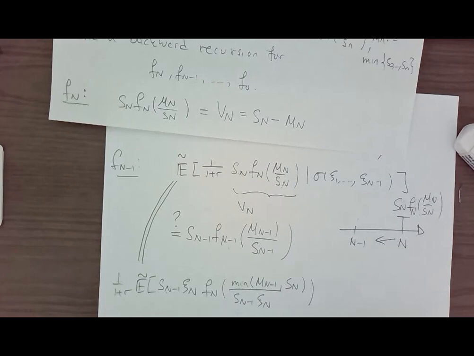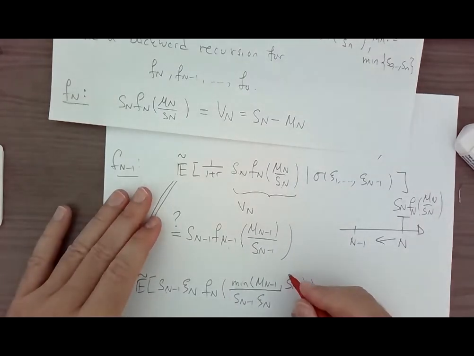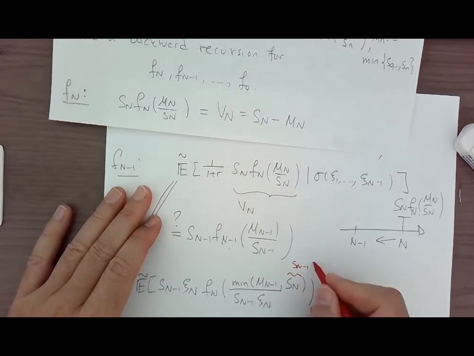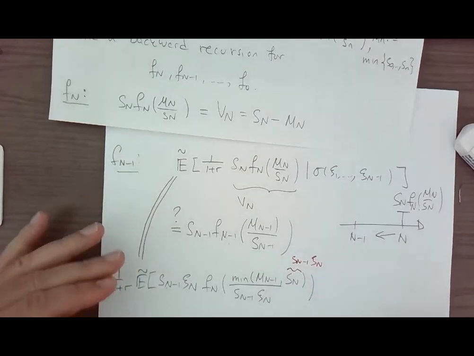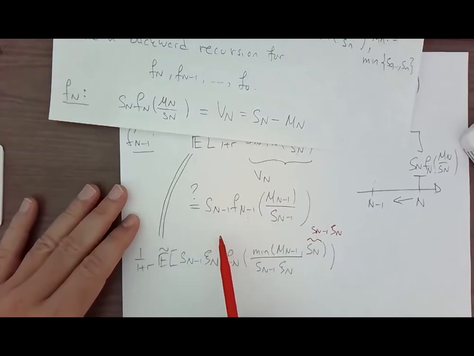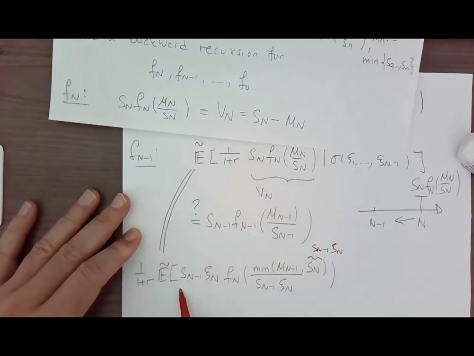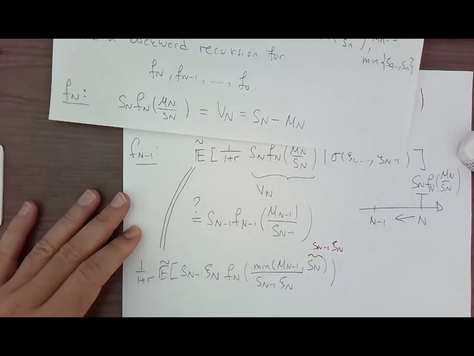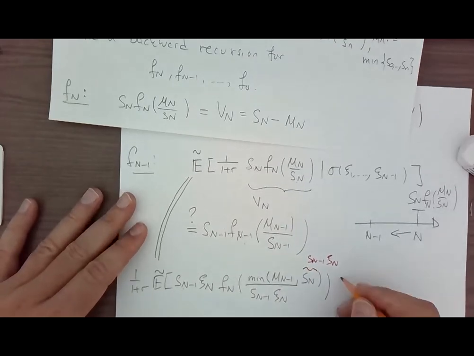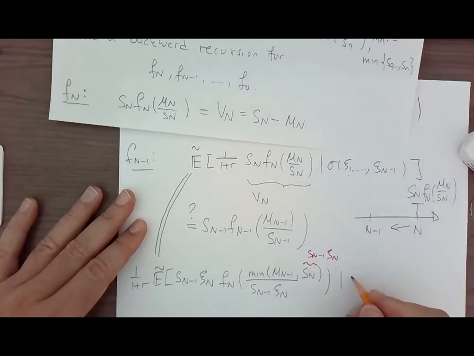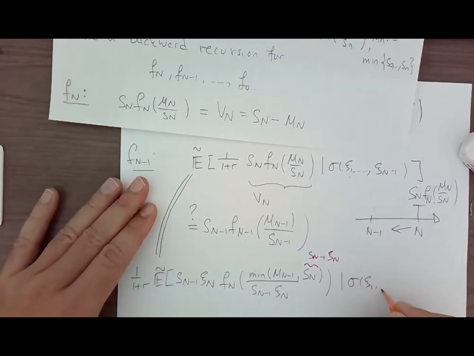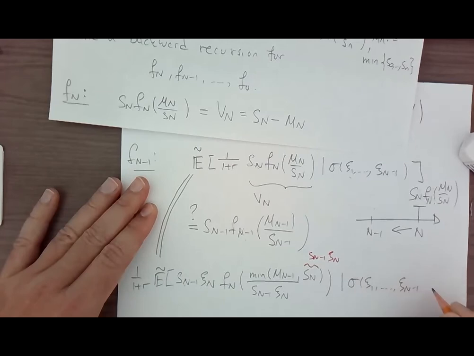Again, Sn is expressible as Sn minus 1 times psi n. Just as we replaced Sn here with that value, we can do the same thing here. And then the condition on the sigma algebra up to time n minus 1.